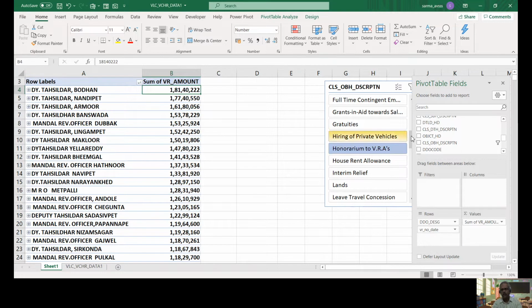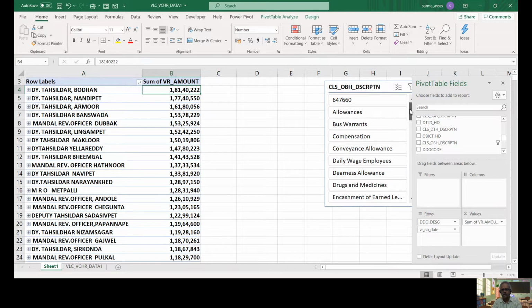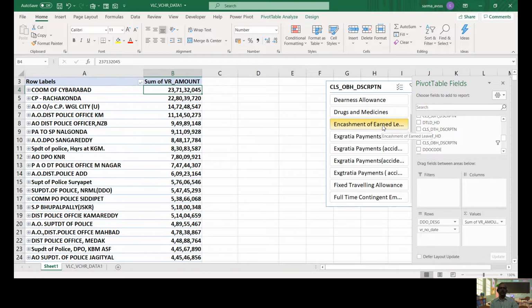Similarly, we all know leave encashment. That also I will give as one example. That is the last example, and with that I will conclude this demonstration. So we all know the encashment of earned leave. That means a government employee can encash 15 days of earned leave in a year. Of course, in the police department they can encash 30 days.